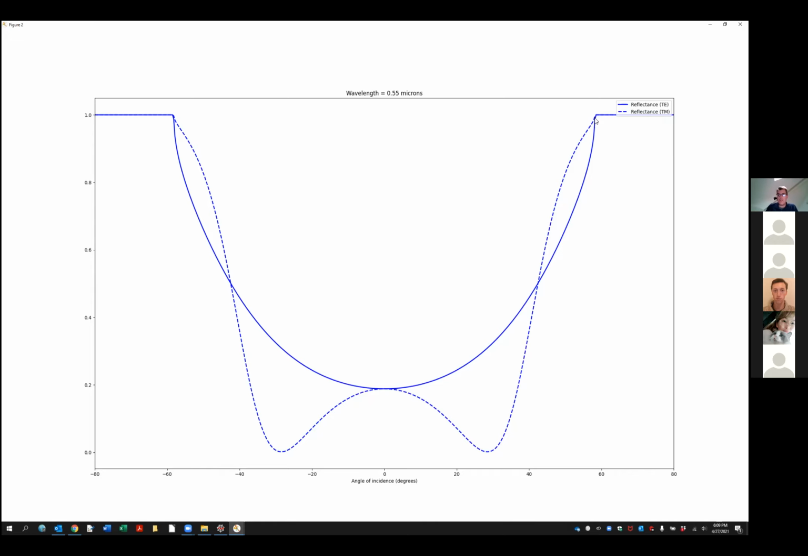And then eventually we get out to an angle where total internal reflectance happens. And then our reflectance is 100%. And don't worry about this other one yet. TM polarization is complicated. We'll either get to that at the end of today, or we'll get to it on Thursday. Any questions so far?